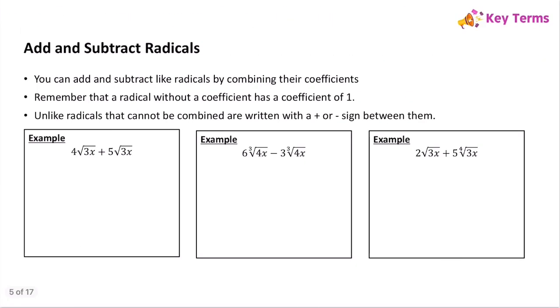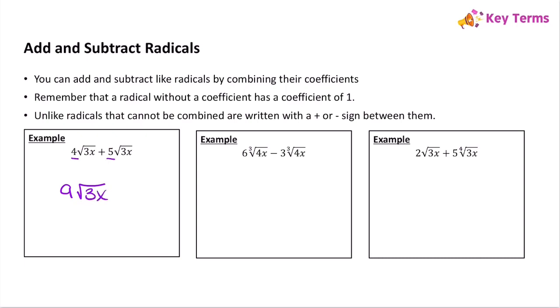So what we can do is use this idea to add and subtract radicals just like we did with polynomials in like terms. So you can add and subtract like radicals by combining their coefficients. Remember that if a radical does not have a coefficient written in front of it, that's an implied 1. And if you have unlike radicals, you can't combine them and you just leave them separated with a plus or minus sign between them. So for example, in this first problem, we're trying to do 4 times the square root of 3x plus 5 times the square root of 3x. So we can combine them because those are like radicals. So we're just going to combine 4 and 5, so that's going to give us 9 times the square root of 3x.